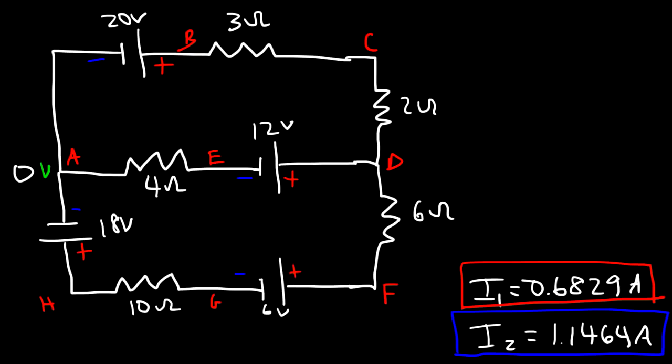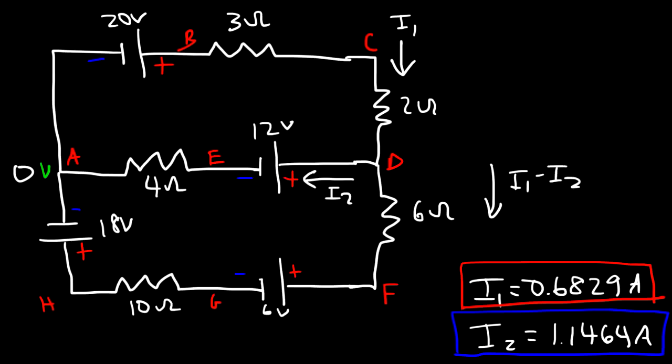Now let's talk about the currents. Notice that I1 is positive, which means that there is a current flowing in this direction and not in that direction. And so that current is 0.6829 amps. Now I2 is also positive, which we define to be a current going in this direction. So we don't have a current going in that direction. Now what about I1 minus I2? I1 minus I2 was going in this direction.